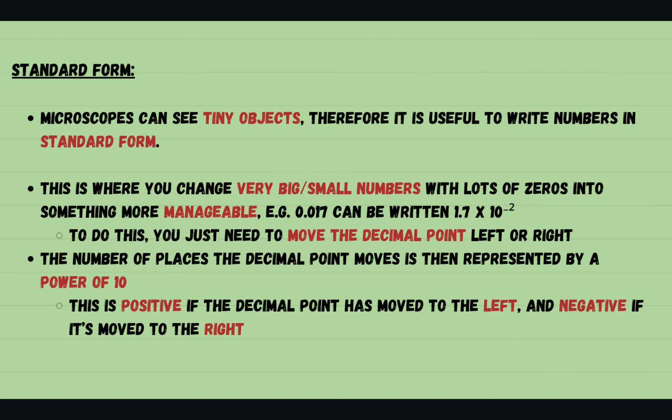Standard form. So microscopes can see tiny objects, therefore it is useful to write numbers in standard form. This is where you can change very small or very big numbers with lots of zeros into something more manageable. For example, 0.017 can be written as 1.7 times 10 to the power of minus 2. To do this, you just need to move the decimal point left or right. The number of places the decimal point moves is then represented by a power of 10. This is positive if the decimal point has moved to the left and negative if it's moved to the right.